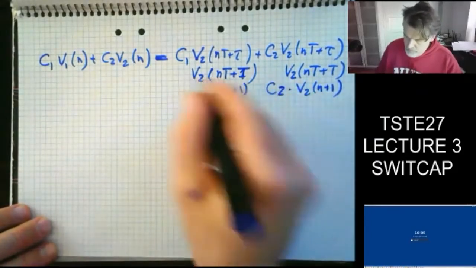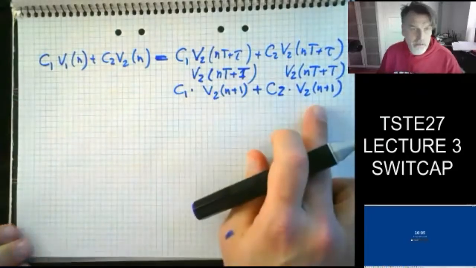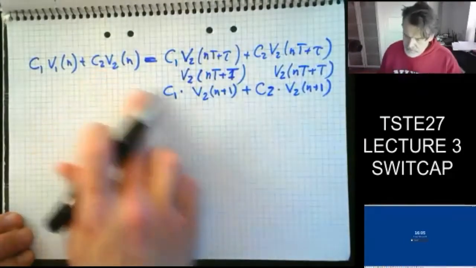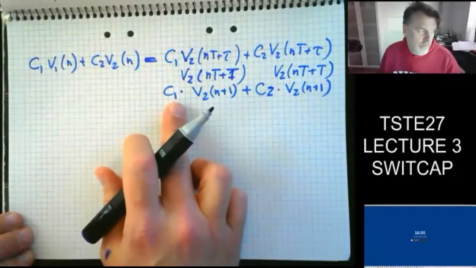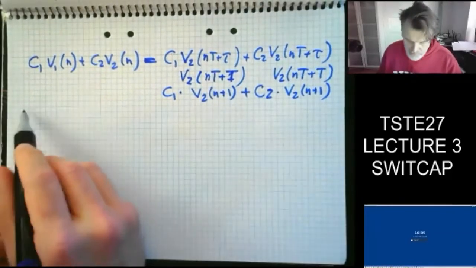C2, C1 plus. And now I can see I can make quite a nice difference equation out of this. So now we introduce the discrete time Laplace transform, i.e. the Z transform.